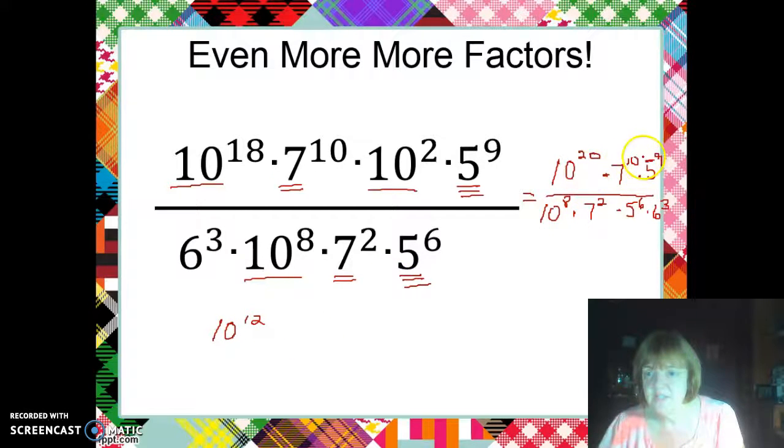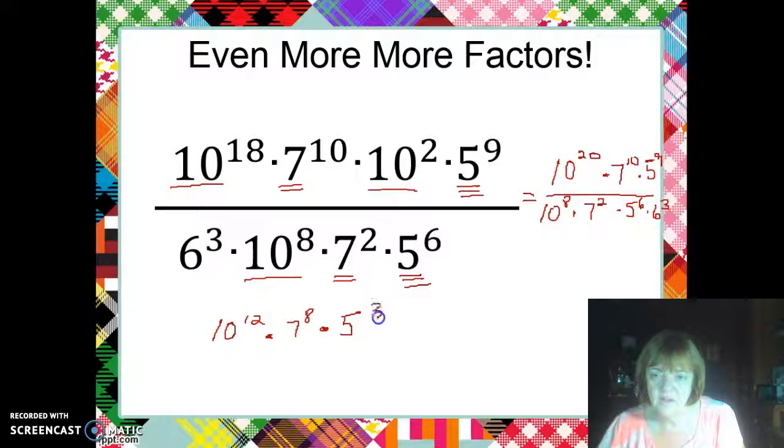Now I've got my 7 to the 10th divided by 7 squared, which gives me 8, right? 10 minus 2 is 8, and the 10 was the bigger number, and this is in the top, so 7 stays in the top. 5 to the 9th divided by 5 to the 6th. 9 minus 6 is 3. 9 is the bigger number. Wow, look how this one's working out.